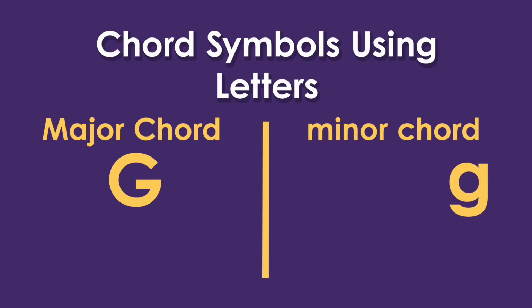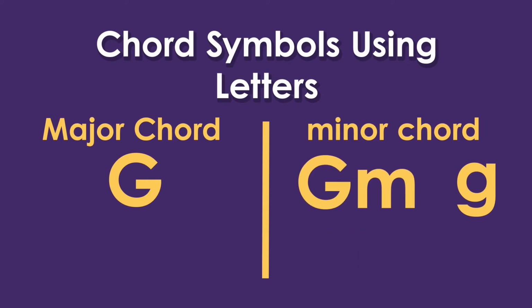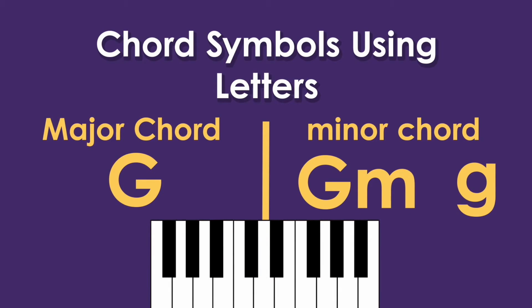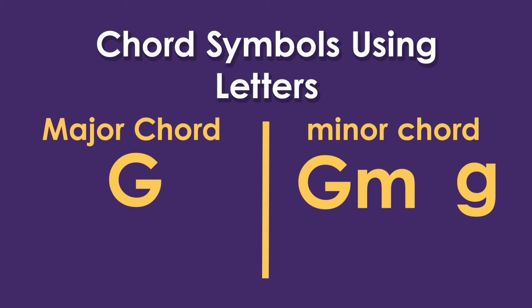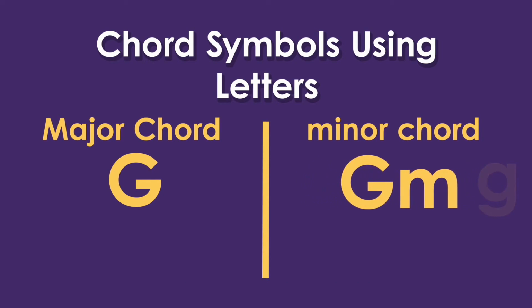But the version that you'll probably see in sheet music is an uppercase letter with a lowercase m or min after it, like this. This is also a G minor chord. Since this second version is more popular, we'll be using it for the rest of the video. Just know that if you happen to see a lowercase letter in a chord chart, it probably means a minor chord. So we've covered major and minor, but those aren't all the different types of chords we can play.